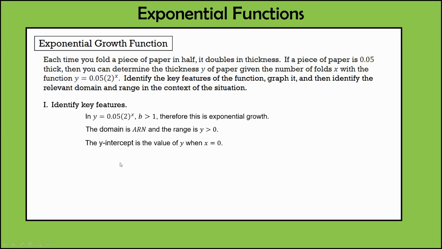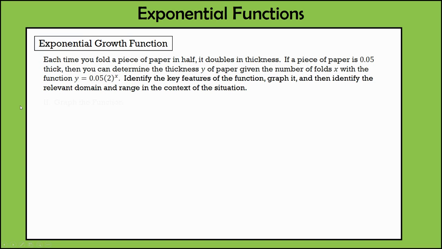All right, the y-intercept. We can figure out the y-intercept as usual. The y-intercept occurs when x equals 0. So what is the answer of y when x is 0? We'll take our exponential growth, put 0 in place of x. Now, 2 to the 0 power. Anything to the 0 power is 1. And then 1 times 0.05 is 0.05, which should make sense, okay? Because at no folds in the paper, the paper is 0.05 millimeters thick. So 0.05 is our y-intercept. It's where we cross the y-axis. It's when x is 0.